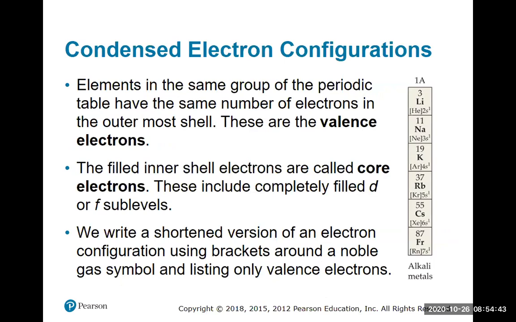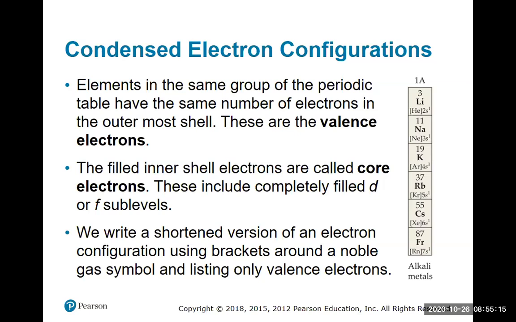So this is what I was talking about, using the noble gas a little bit, and we'll talk about this a little more. Elements in the same group of the periodic table have the same number of electrons in their outermost shell, those valence electrons I was talking about. In this example, you see the 1A elements: lithium, sodium, potassium, rubidium, cesium, francium, on down the line.